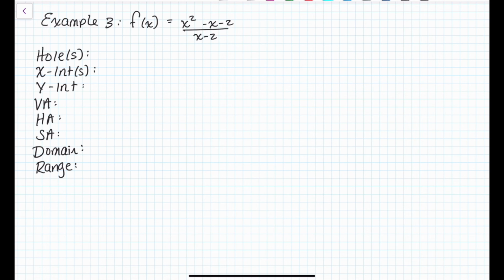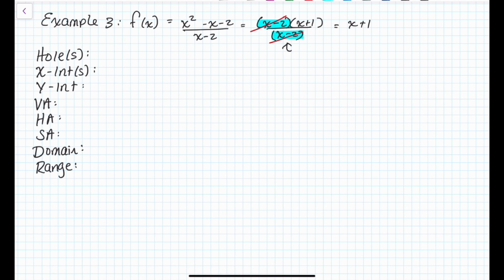Okay, last problem, and this one's a little different. If you're feeling good about it, definitely pause the video, see how you do. So let's factor first. And again, we're going to factor on the top. And then, we're going to have a common factor here in the numerator and the denominator. So this is a situation where we will find a hole in the graph because we have common factors that cross out and simplify, and we're left with a function that is simply x plus 1.